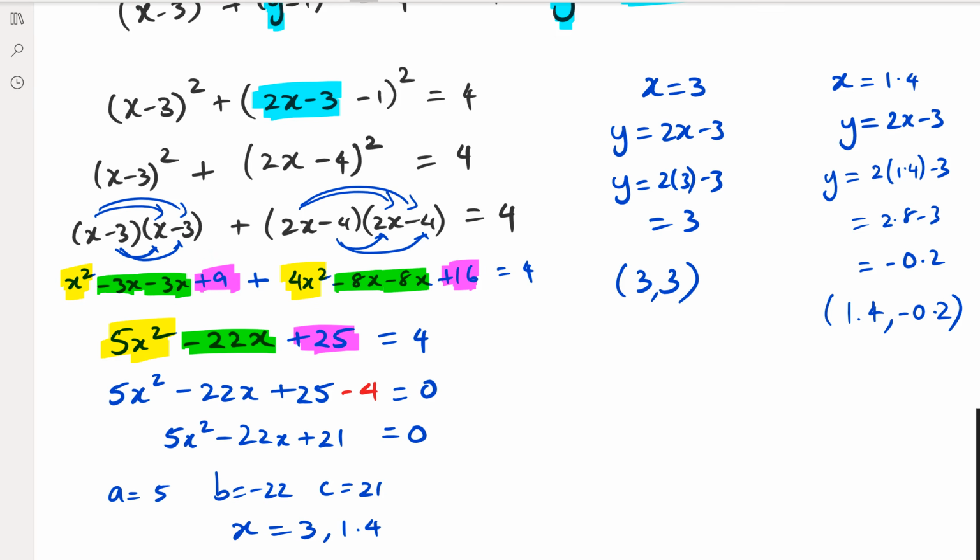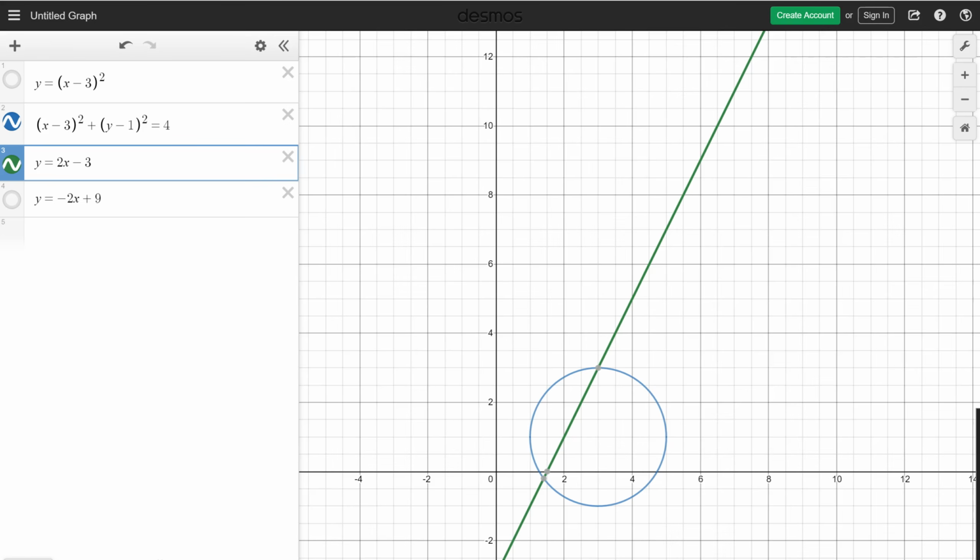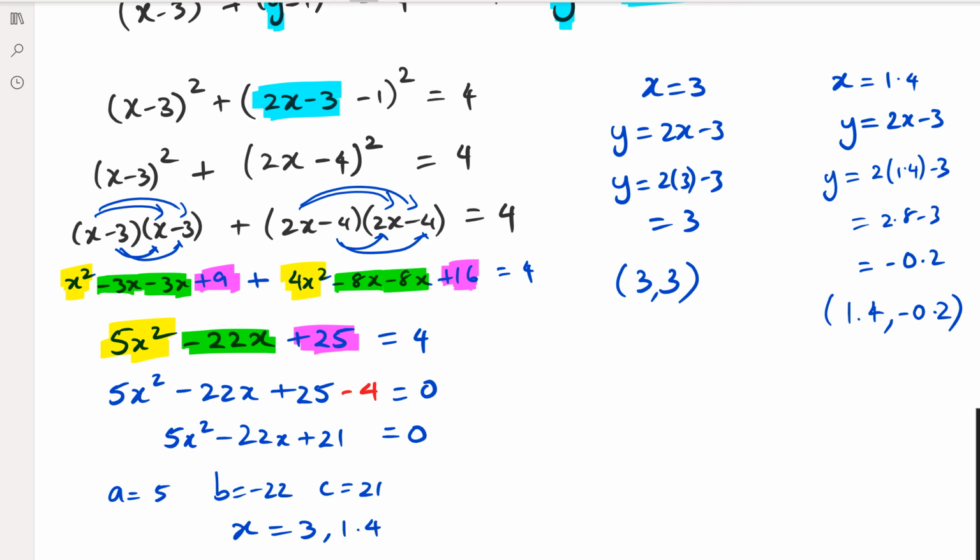So let's have a look. If I go back to my two things, see how those 2 points actually pop up there? So it's 3, 3, and 1.4 and negative 0.2. And those are the 2 points that I've actually got there.